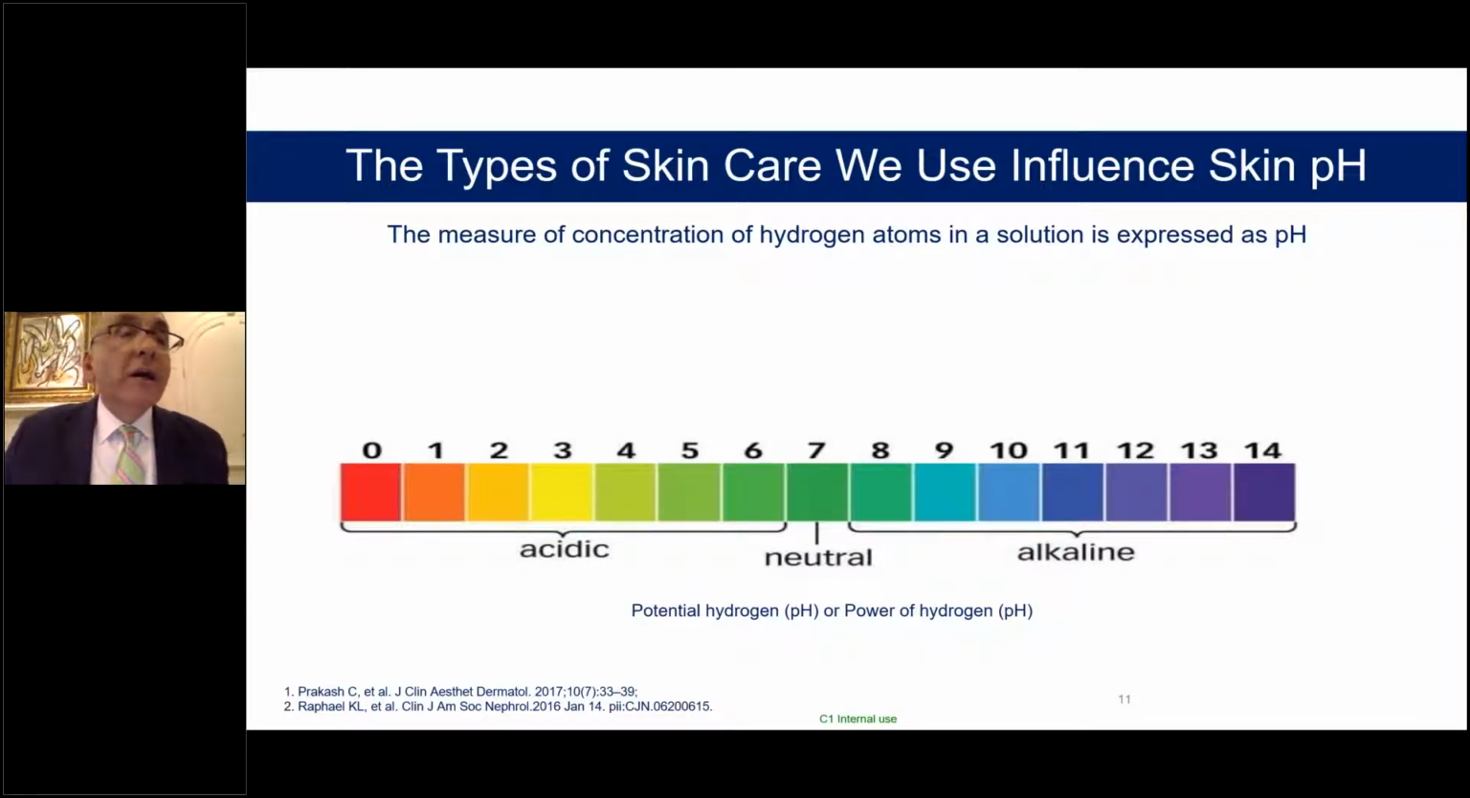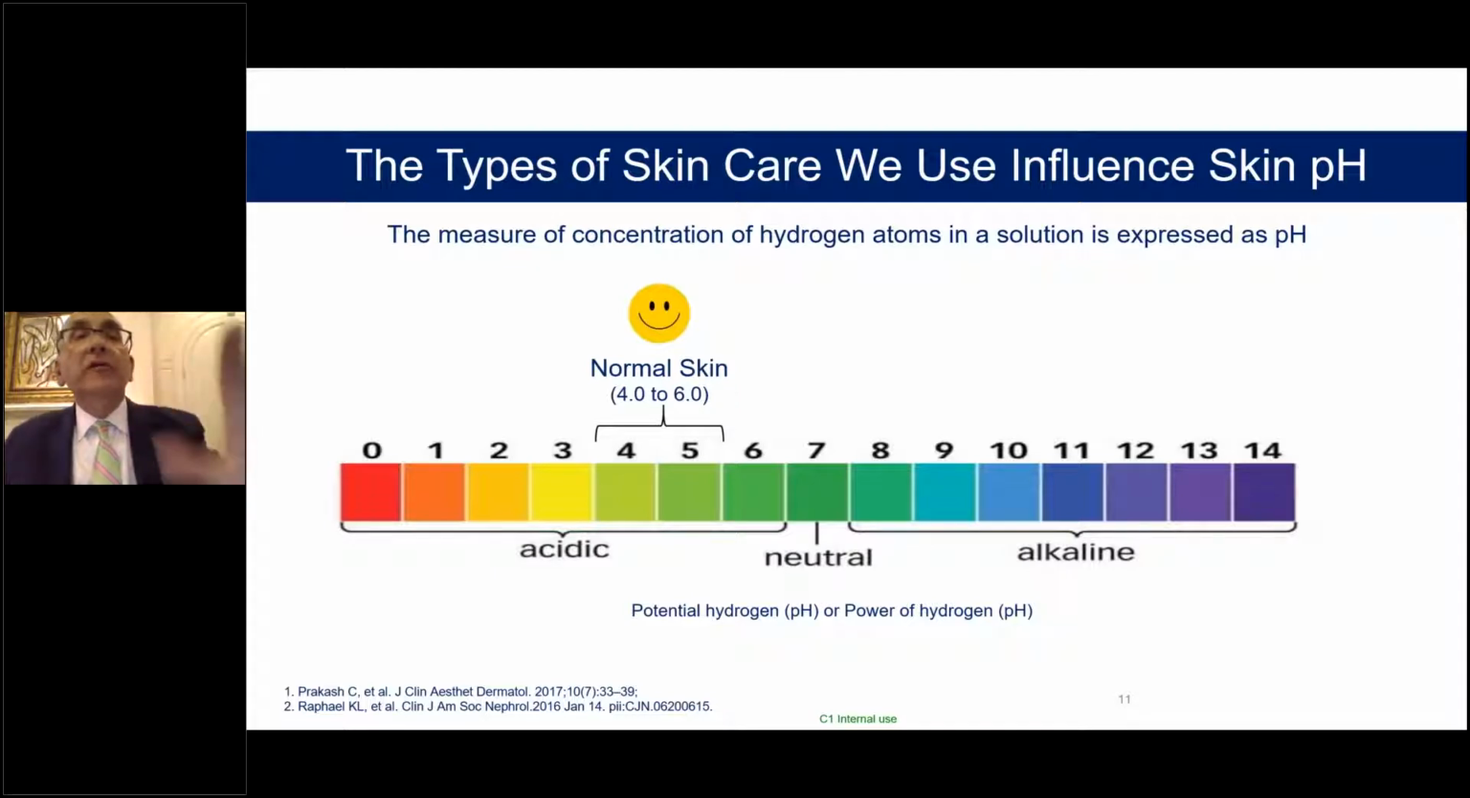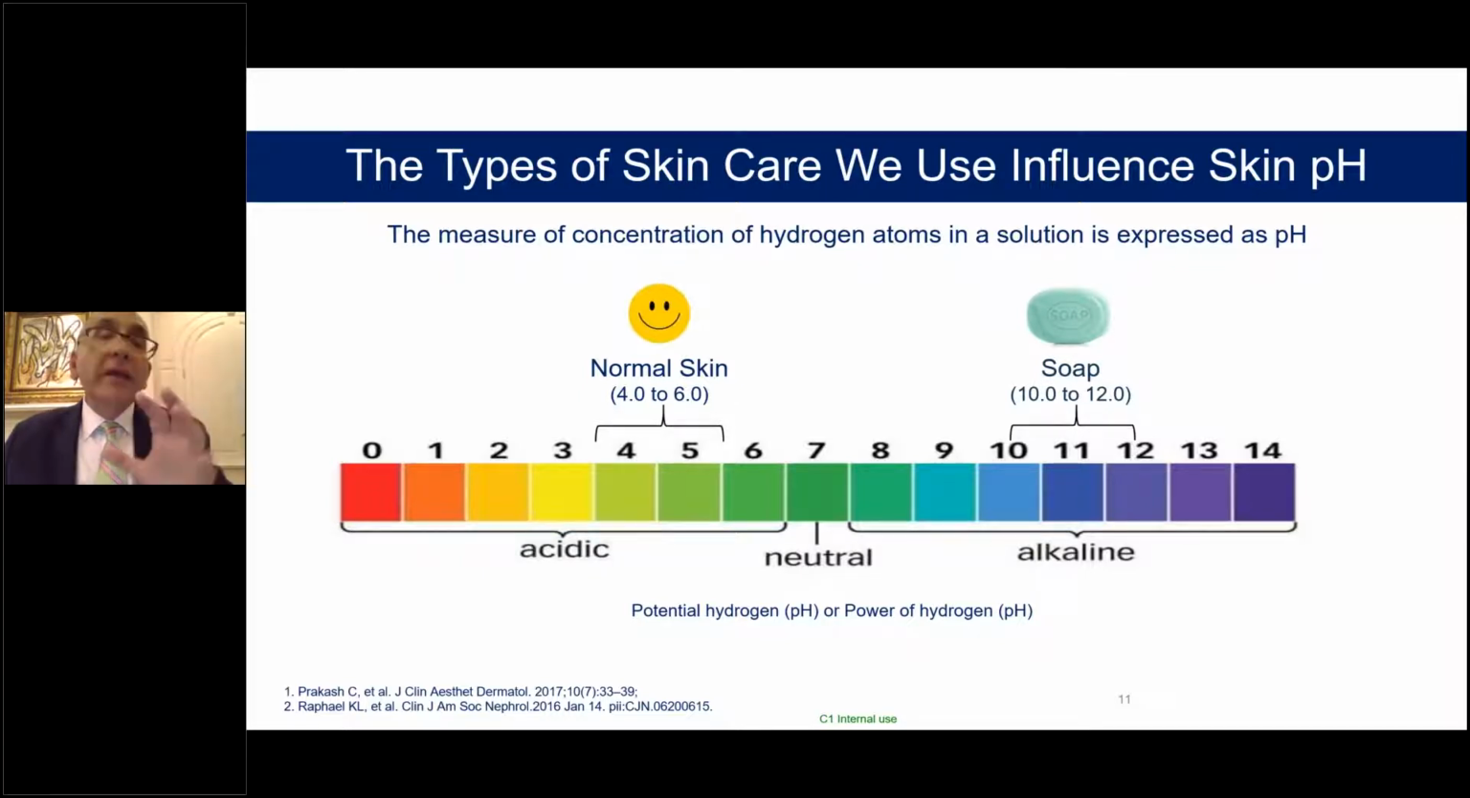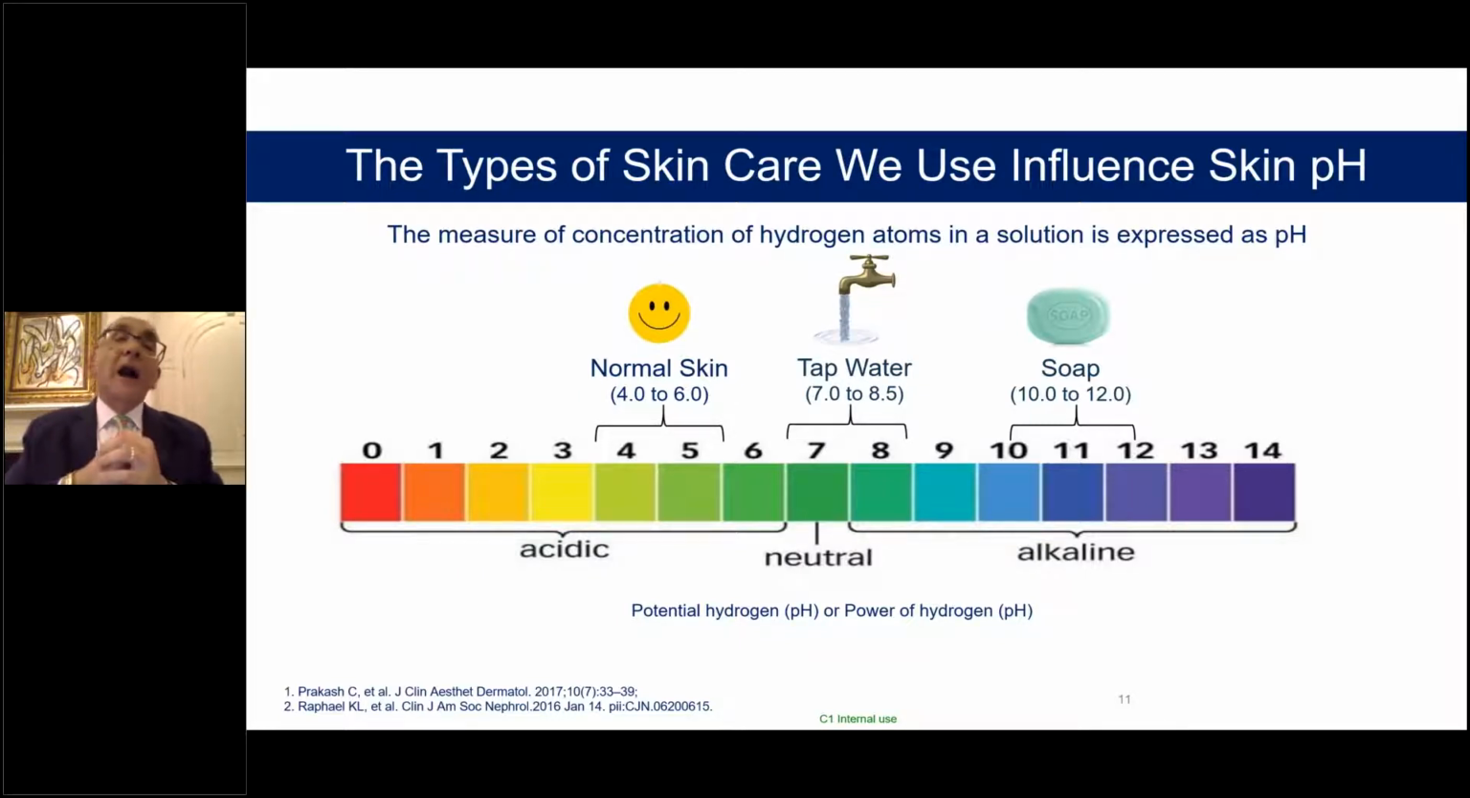So when we look at here, the normal skin pH, we already know it's 4 to 6. But what happens when we wash our hands and when we use a soap, regular soap, nothing fancy, right? The pH is about 10 to 12. It's very, very alkaline. And now we add to that, what do we wash our hands with? Tap water, unless we're using Evian. So then that pH is somewhere around 7 to 8.5. It's neutral pH, more on the basic side.